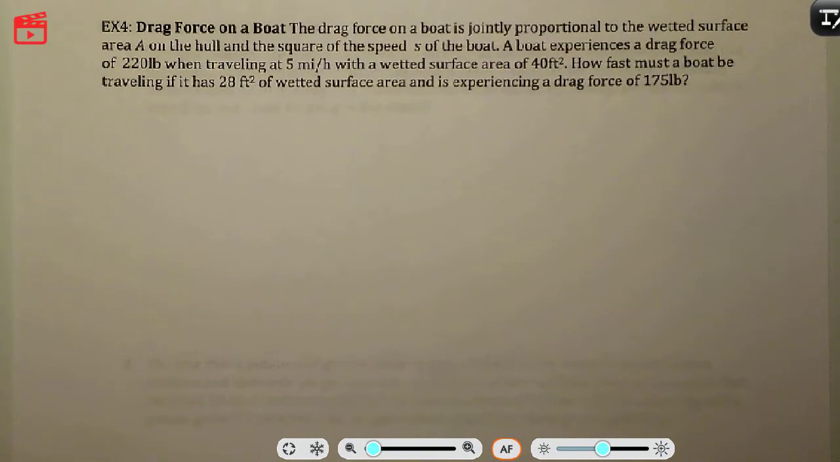Okay, so the drag force on a boat. The drag force on a boat is jointly proportional to the wetted surface area, A, on the whole, and the square of the speed, S, of the boat. A boat experiences a drag force of 220 pounds when traveling at 5 miles per hour with a wetted surface area of 40 feet squared. How fast must a boat be traveling if it has 28 feet squared of wetted surface area and has experienced a drag force of 175 pounds? Whoa, a lot of information.